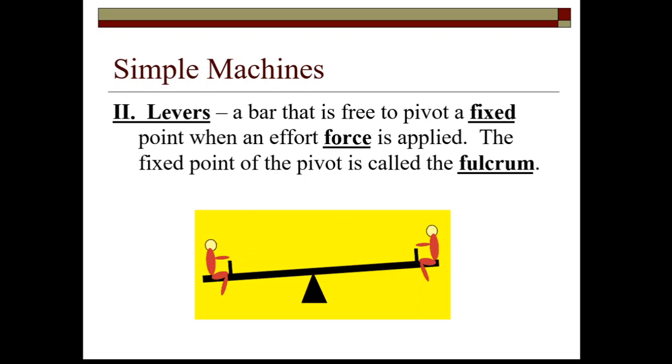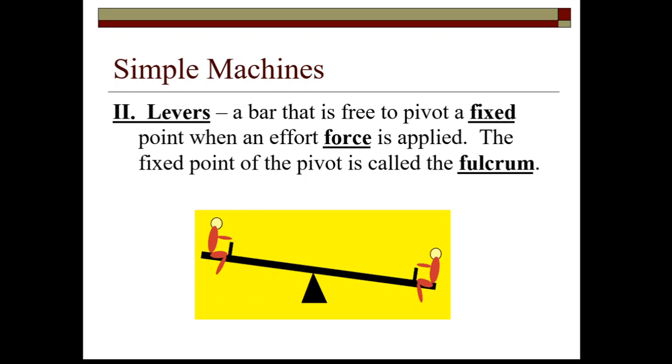So, okay, let's look at levers. A lever, or lever, whichever way you want to say it, is a bar that pivots around a fixed point where the force is applied. This is an easy example of a lever, a seesaw. And this middle part right here is called the fulcrum. The lever wouldn't be a lever unless there was a fulcrum, something to balance it on and pivot.